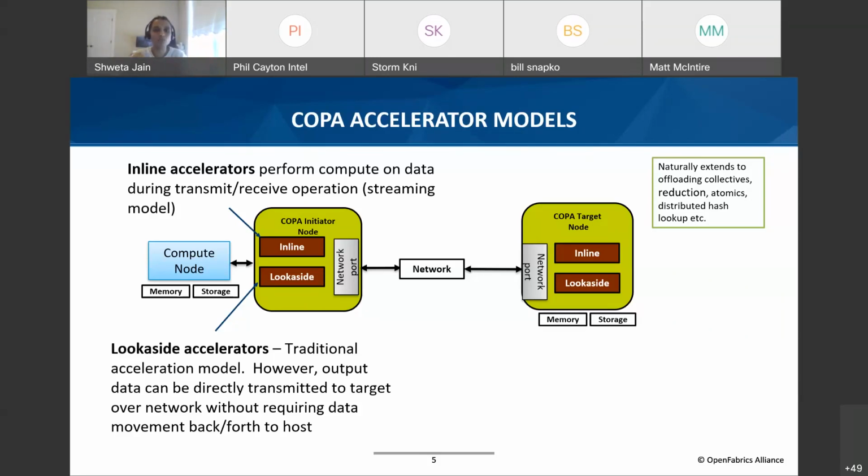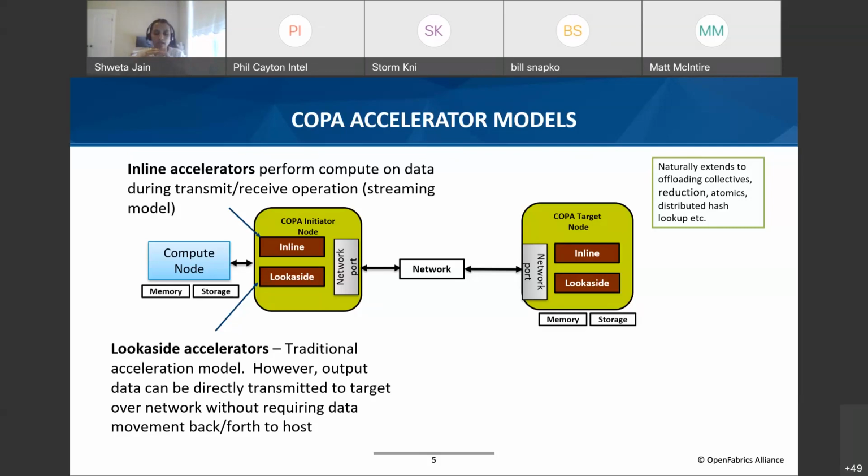We primarily support two types of acceleration modes in COPA, and these end up supporting a pretty wide domain of applications. So we cast a pretty wide net by supporting these two types of acceleration nodes in our architecture. The first one that we call the inline mode of acceleration is a very tightly coupled accelerator block that sits within the COPA networking stack.